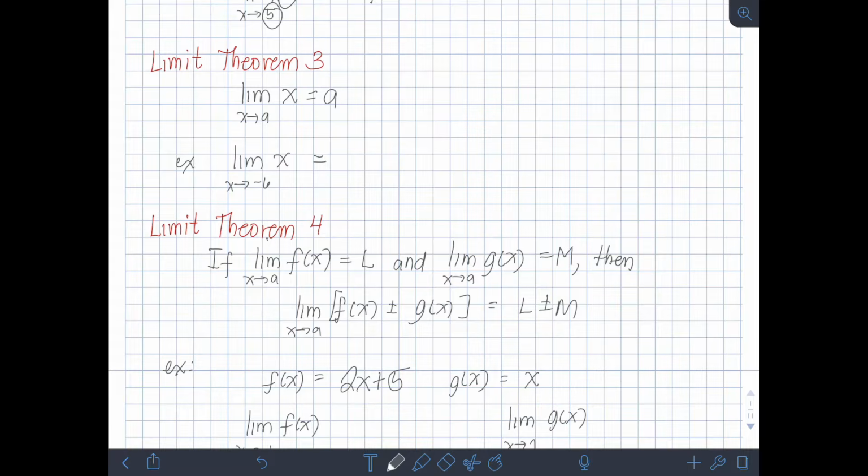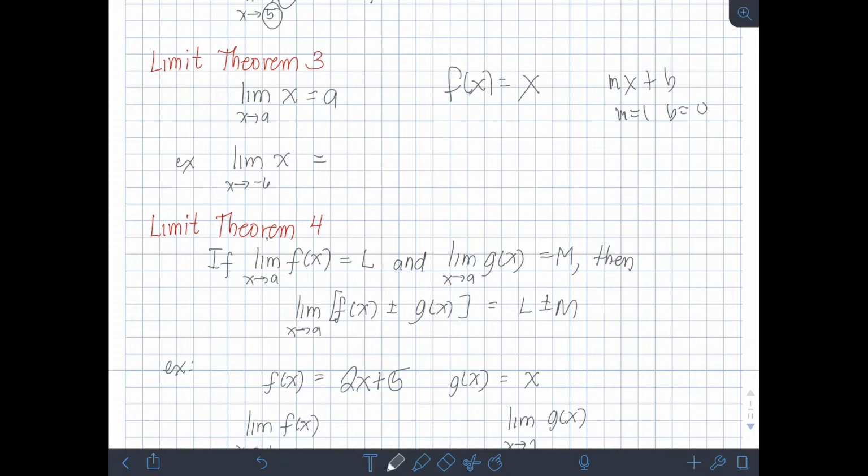Limit of x as x approaches a is equal to a. Okay, so this time, ang f of x natin ay x, which is identity function, according dun sa video ko about graphs of function. So, it is also a linear function with a special case na mx plus b, where m is 1 and b is equal to 0.